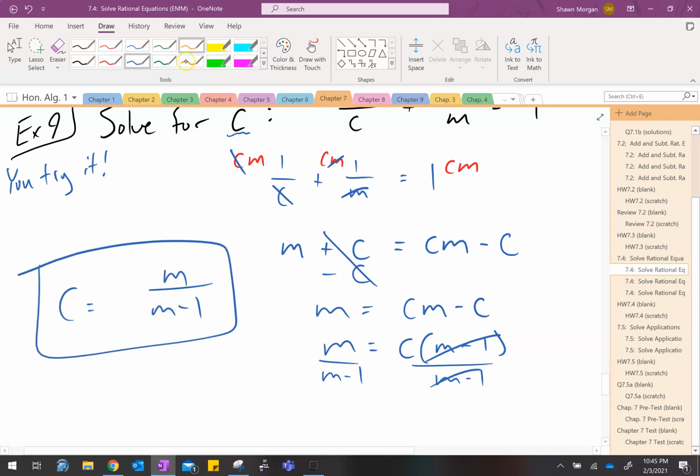And where most people trip up, where most people have trouble, is getting two c terms down to one c term. The trick there is factoring it out as a GCF once you get both c's on the same side.